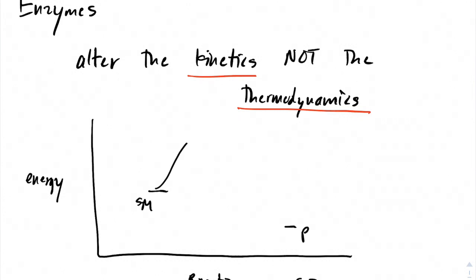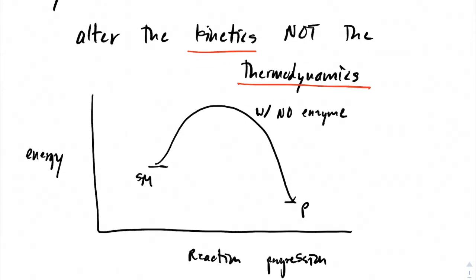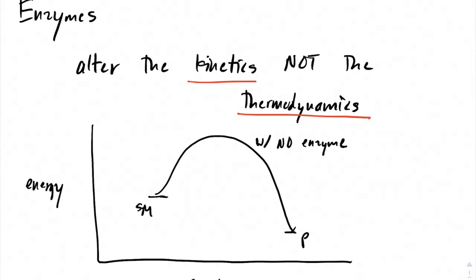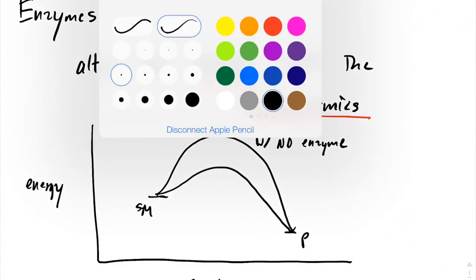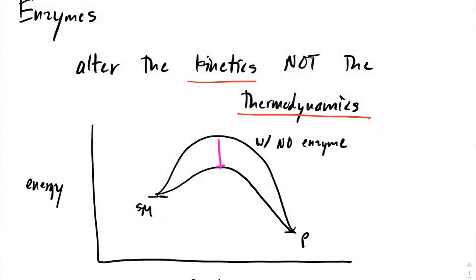without an enzyme, it may look something like this. Of course, this is just an estimate. So this is with no enzyme. And say we have an enzyme, so we have a catalysis of some sort, then it may look something like this. So, because it's altering only the kinetics, our activation energy barrier here will be less with our enzyme, but our overall thermodynamics, so our delta G, will stay the same. Awesome. So that's a quick review on enzymes.